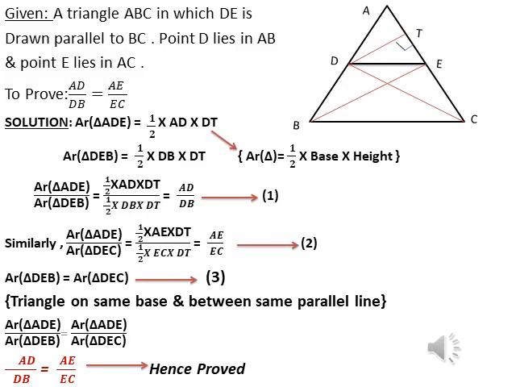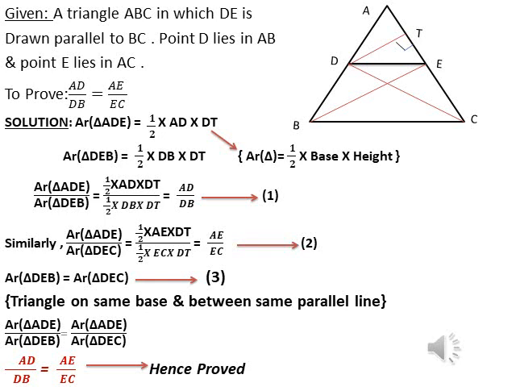Take a triangle ABC in which DE is drawn parallel to BC, point D lies on AB and E lies on AC. We have to prove that AD upon DB equals AE upon EC. For this purpose, we have to consider three triangles: triangle ADE as the first triangle, triangle DEB as the second triangle, and triangle DEC as the third triangle.